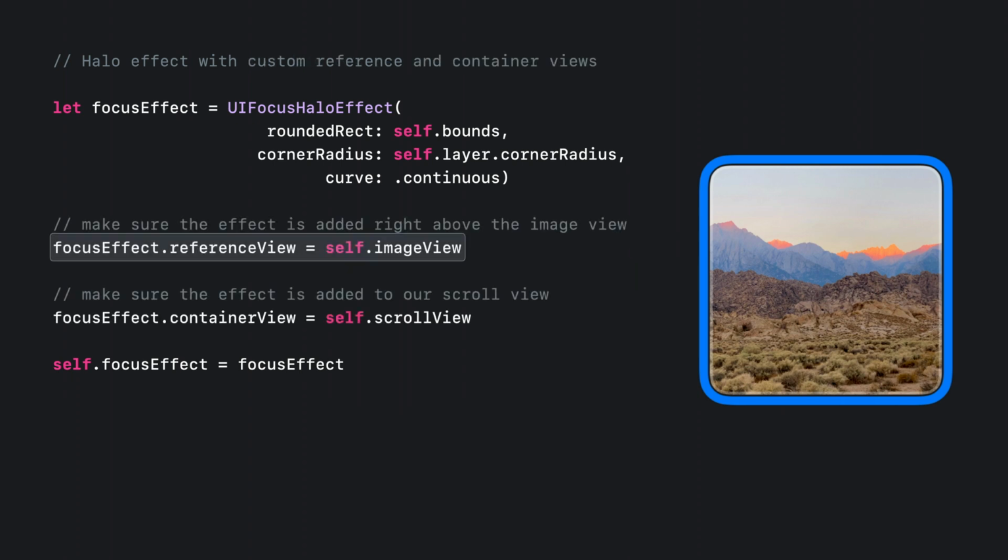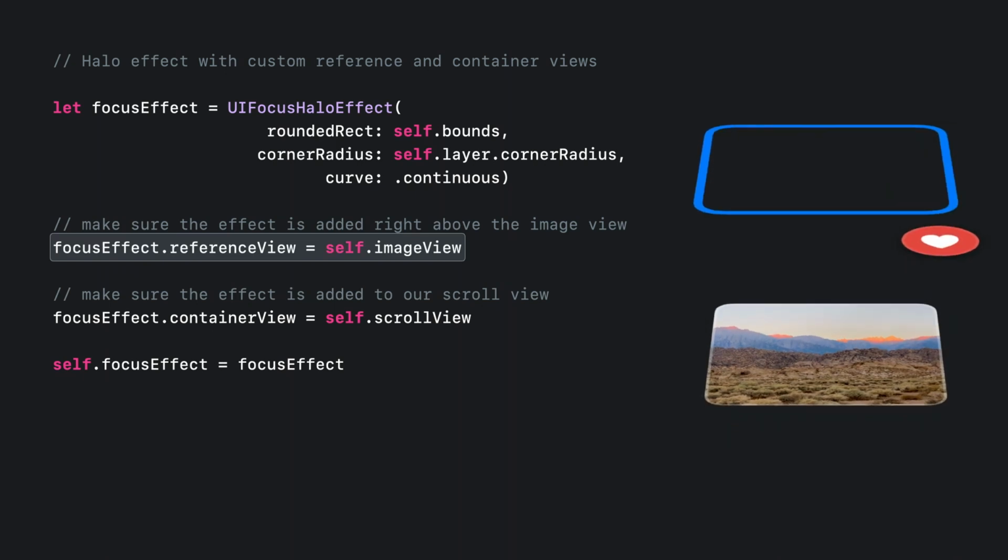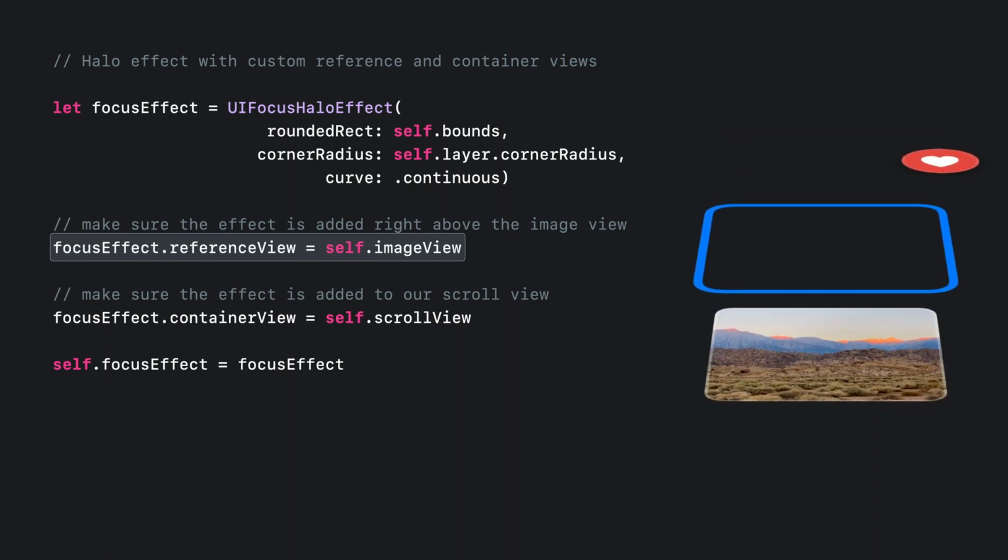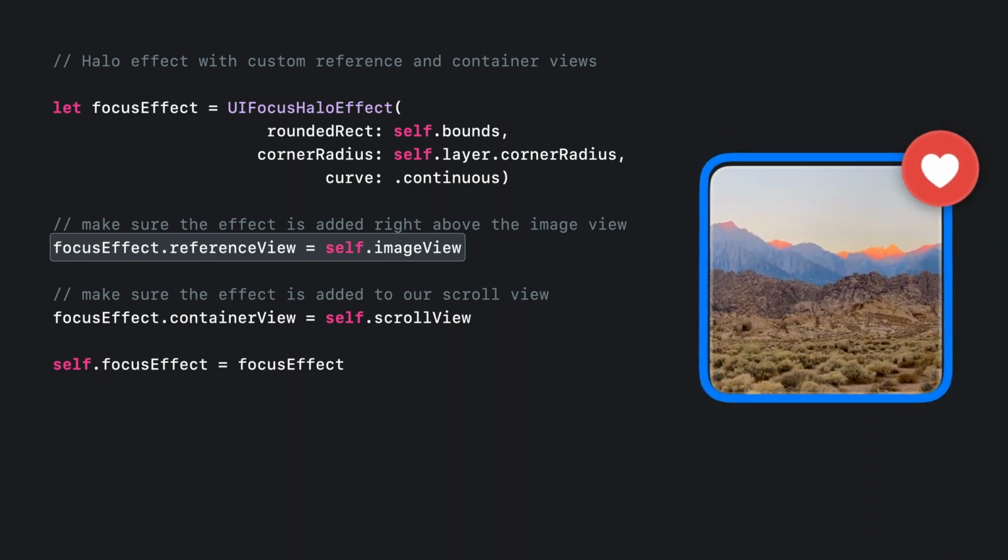The halo effect also gives you control over its position in the view hierarchy. Here, the halo is rendering above the badge on the image, but it would look better if the halo was between the image and the badge. By specifying the image view as the reference view, UIKit will render the halo on top of the image and below the badge. The reference view defines the relative order of the halo in the view hierarchy.